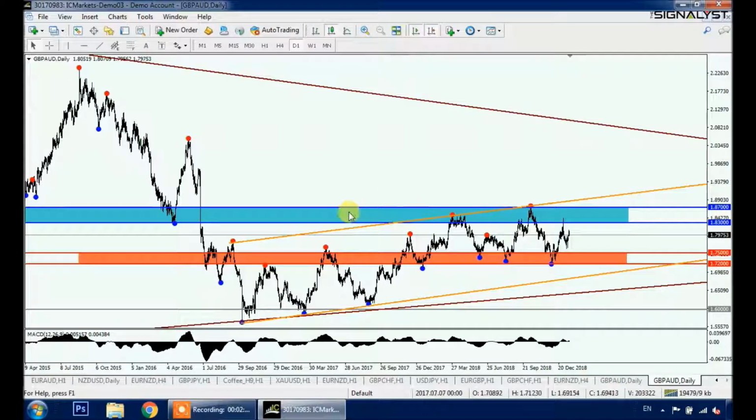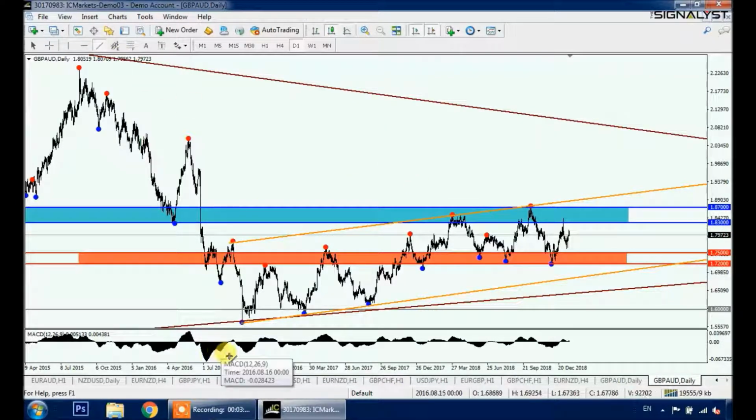So now we have our zone and we have our trend lines. Can we draw anything else? 1, 2 dots, 1, 2 dots only. So those are the only objective trend lines we can draw here.